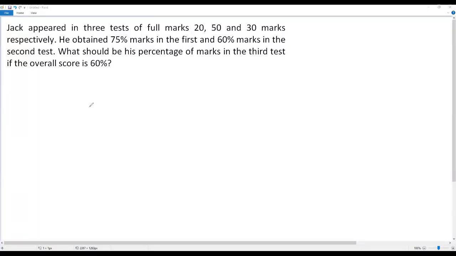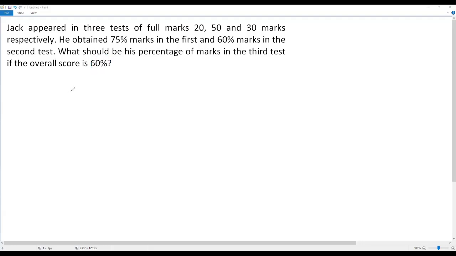Jack appeared in 3 tests of full marks 20, 50 and 30 marks respectively. He obtained 75% of marks in the first and 60% marks in the second test. What should be his percentage of marks in the third test if the overall score is 60%? So in all the 3 tests, the overall score of Jack is 60%. We have to find the percentage of marks he scored in the third test.